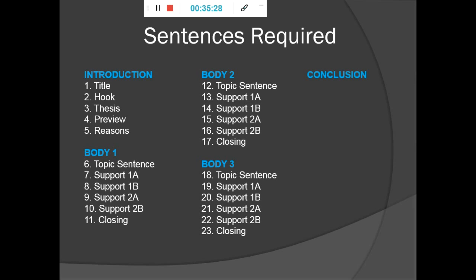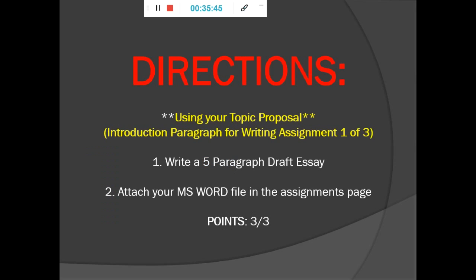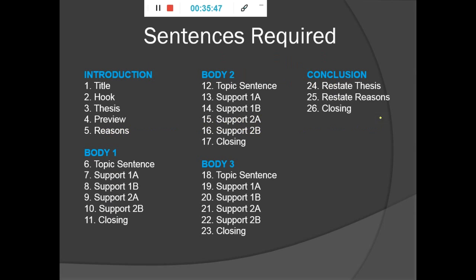Okay, and finally our conclusion. We need to restate the thesis, restate our 3 reasons as we did in the introduction. We need a closing. Oops, I went too far. And we need a closing. So using in conclusion or to summarize or to sum up, etc.